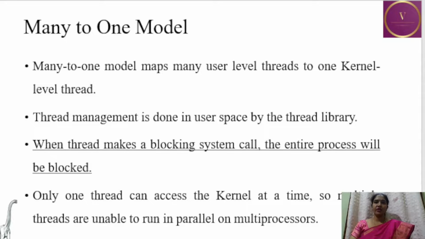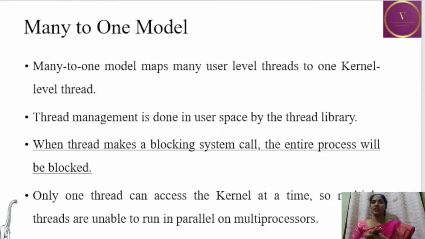Next is many-to-one model, that is many user level threads will be mapped to one kernel level thread. That is what this model is. Many-to-one model maps many user level threads to one kernel level thread. Thread management is done in user space by the thread library.